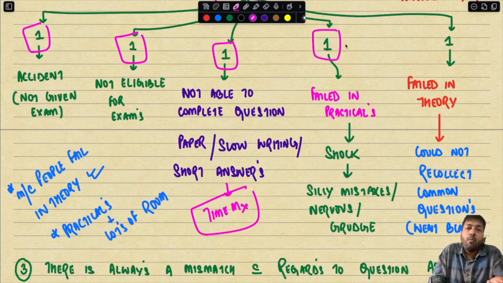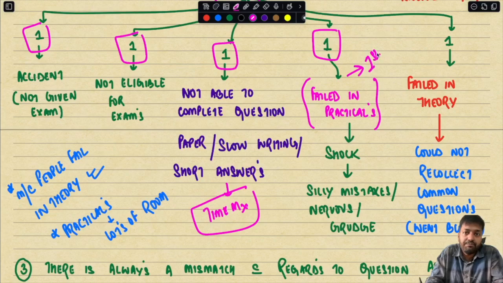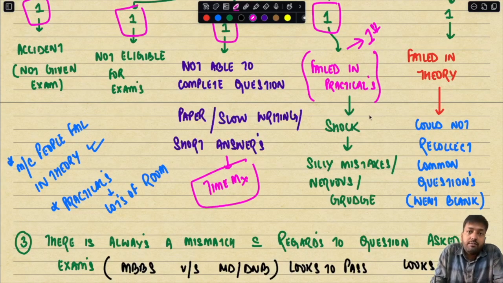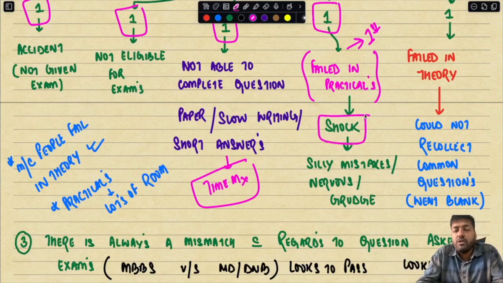Secondly, one of the students, though she passed in the theory, this is a very rare case. This is the first time I have seen that someone has failed in the practicals. This is the first case I have heard, failed in the practicals. So the student went in shock. It was a shock for the student that she had failed in the practicals, because she said that out of all the vivas she had given, she had made a lot of silly mistakes and she was quite nervous.